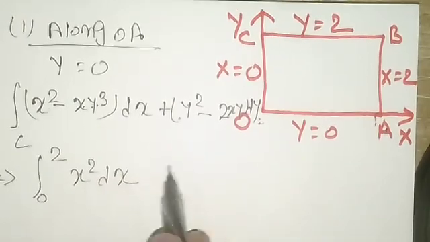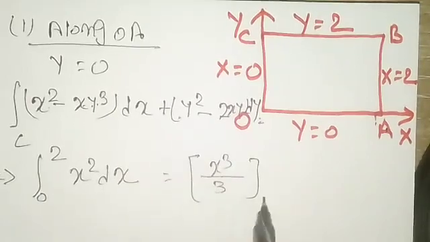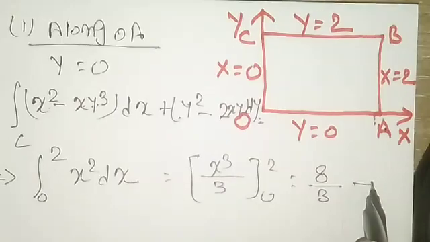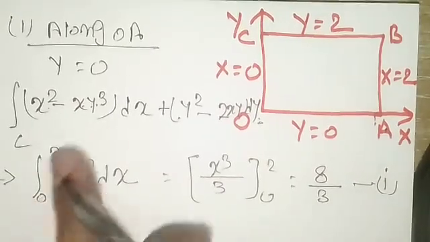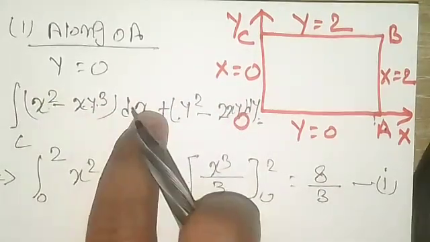dx, right? So its integration is x³ by 3 with the limit from 0 to 2, so it is nothing but 8 by 3. Let's say this is I₁, right? So this is how you got that y is equal to 0 on this curve. So y is 0, so only x² dx remains.